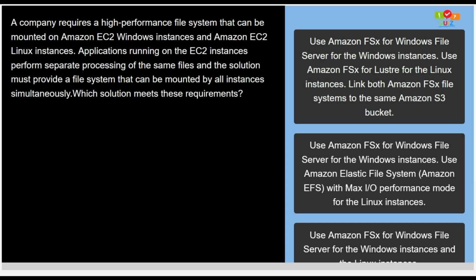A company requires a high performance file system that can be mounted on Amazon EC2 Windows instances and Amazon EC2 Linux instances. Applications running on the EC2 instances perform separate processing of the same files, and the solution must provide a file system that can be mounted by all instances simultaneously. Which solution meets these requirements?